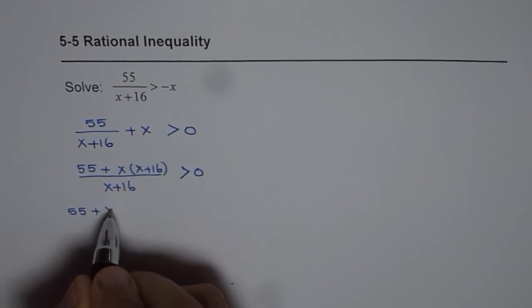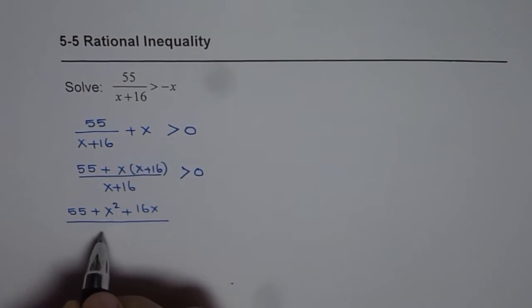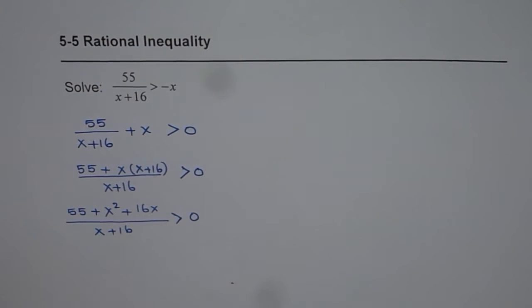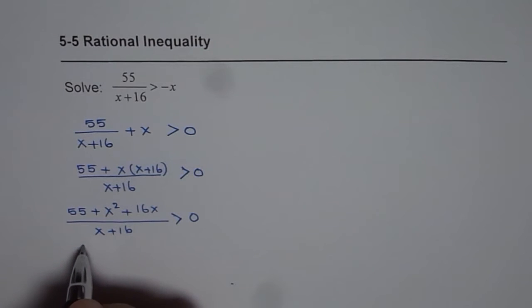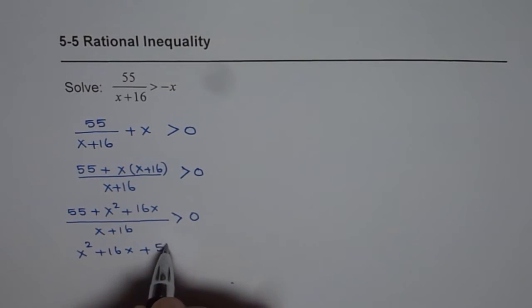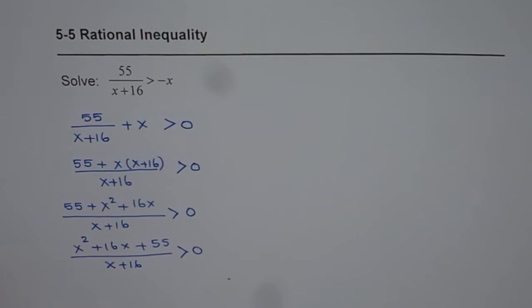55 plus x square plus 16x over x plus 16 greater than 0. So we have a quadratic equation in the numerator. We can rearrange and write it in the regular form, the standard form. X squared plus 16x plus 55 divided by x plus 16 greater than 0. Now we need to factor the numerator.